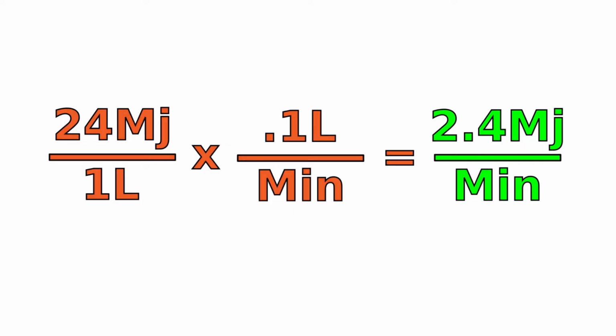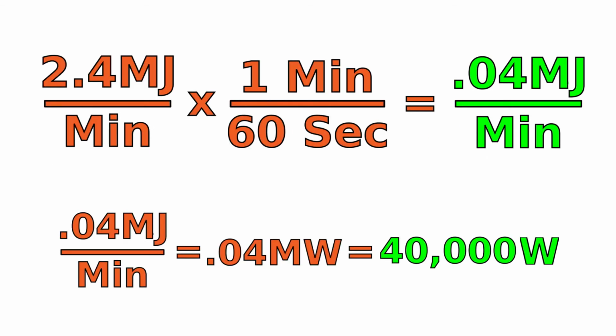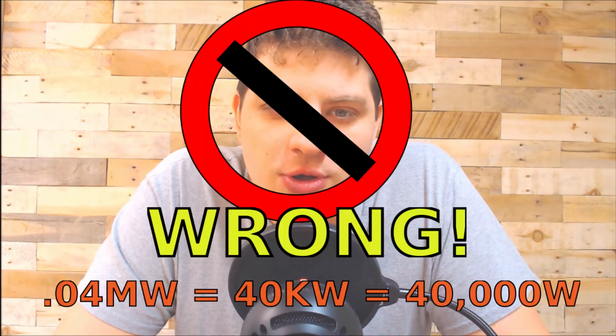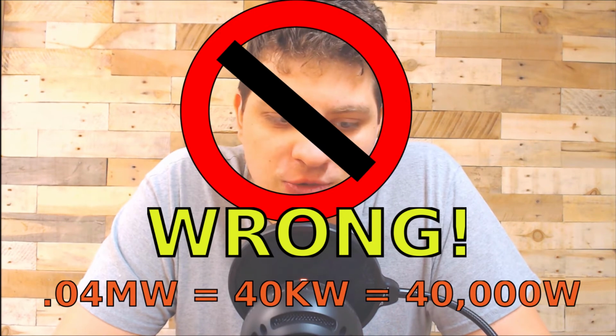According to Wikipedia, our fuel has an energy content of 24 megajoules per liter, which, by the way, is a ton of energy. Using that, we can figure out how much power our engine can produce. If the engine consumes 100 milliliters of fuel in a minute, that provides 2.4 megajoules per minute. If you take that 2.4 and divide it by 60 seconds, you end up with 0.04 megawatts.